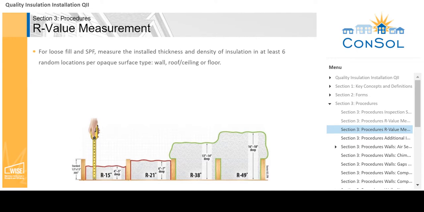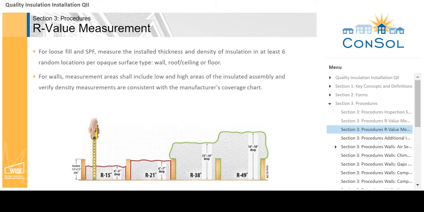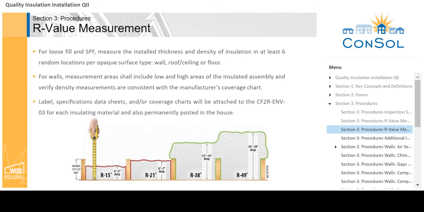For loose fill and SPF, you will need to measure the installed thickness in at least 6 random locations per surface. Surface types include the wall, roof, ceiling, and floor. For walls, measurement areas shall include low and high areas of the insulated assembly, and verified density measurements are consistent with the manufacturer's coverage chart. Labels, specification data sheets, and/or coverage charts will need to be provided for each insulating material.